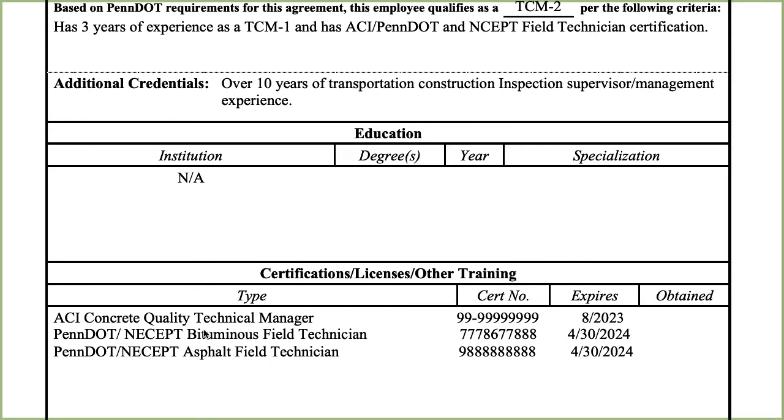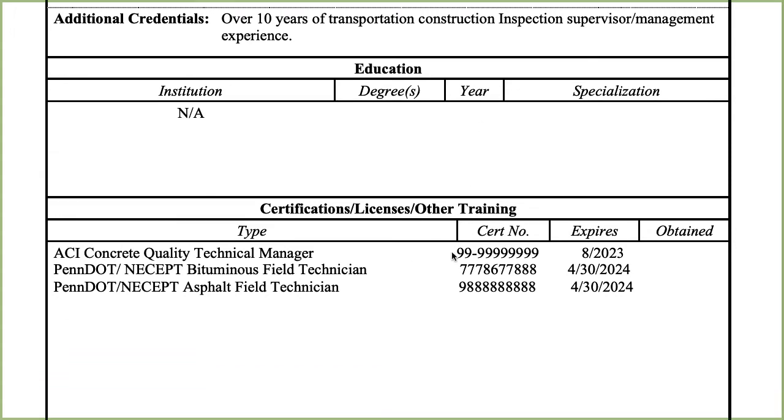He probably could have had either one of these, either the PennDOT NECEP asphalt field technician certification or the bituminous field technician certification. It just said that he needed to have one of the field technician certifications from PennDOT NECEP, so he actually has 2 of them there. He should be good. And we have the certificate number, and we have the expires date.